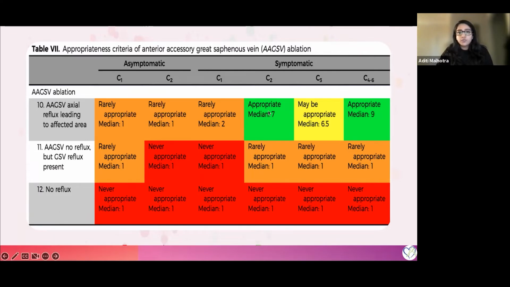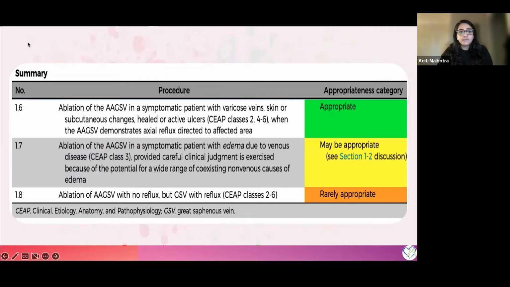And as you can see, the only time it was deemed appropriate to treat the AASV was when the patient is symptomatic, has C2 or C4 to C6 disease, and has AASV axial reflux leading to the affected area. Other than that, when it's C3 disease and symptomatic, for example, it may be appropriate to treat those patients. And then outside of that, meaning asymptomatic or there is no AASV reflux, in those cases, it is rarely appropriate or never appropriate.